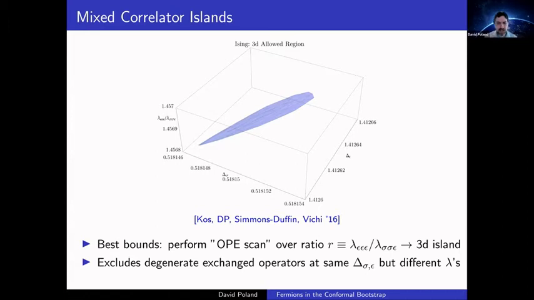The point of doing this OPE scan is partly to exclude the possibility of having degenerate exchange operators at the same scaling dimension, but with different coefficients. This inputs the statement that they have a unique value of the OPE coefficient, or at least the ratio.